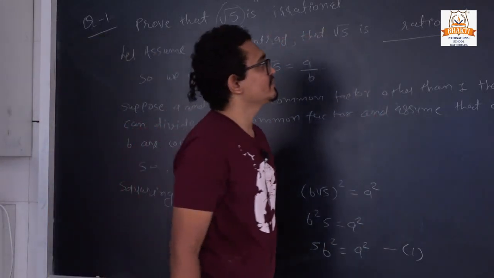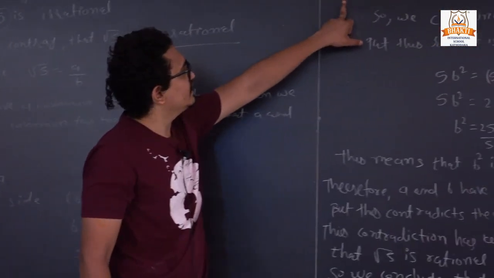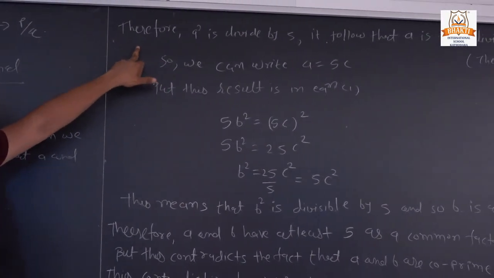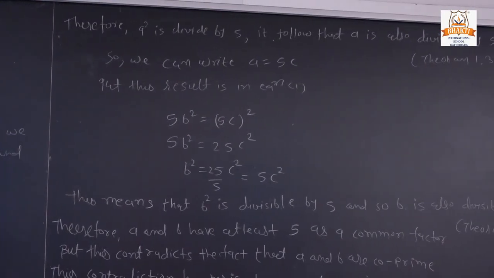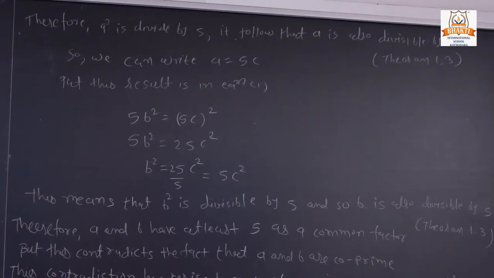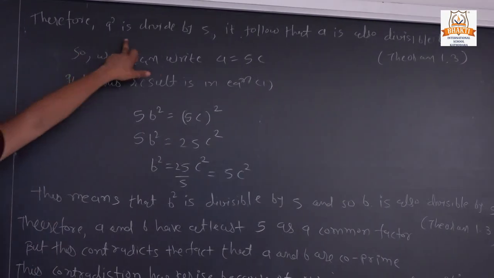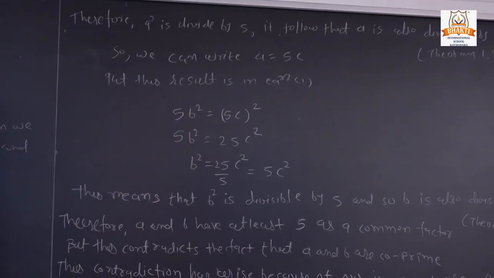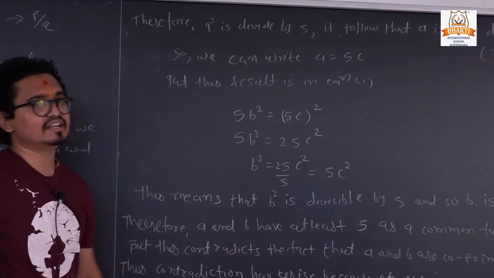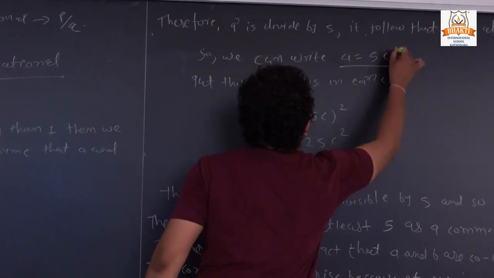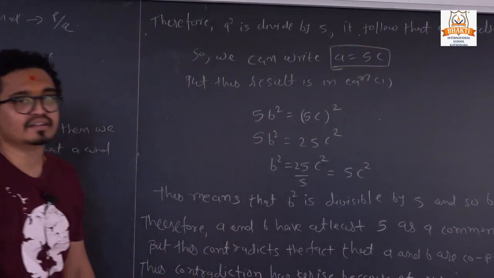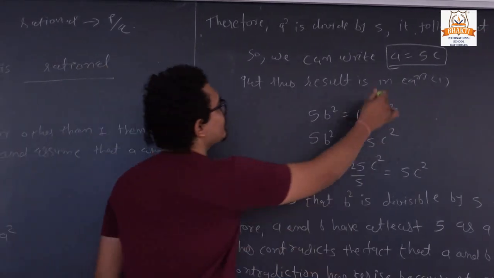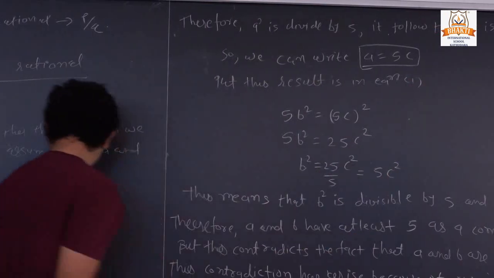Now the second step. Our theorem number 1.3 statement clearly says what? If A square is divisible by 5, then A is also divisible by 5. So according to our theorem, if A square is divisible by 5, A is also divisible by 5. Now if it is divisible by 5, we can write like that, A is equal to 5C. Clear? Now we will put that value in our equation number 1.